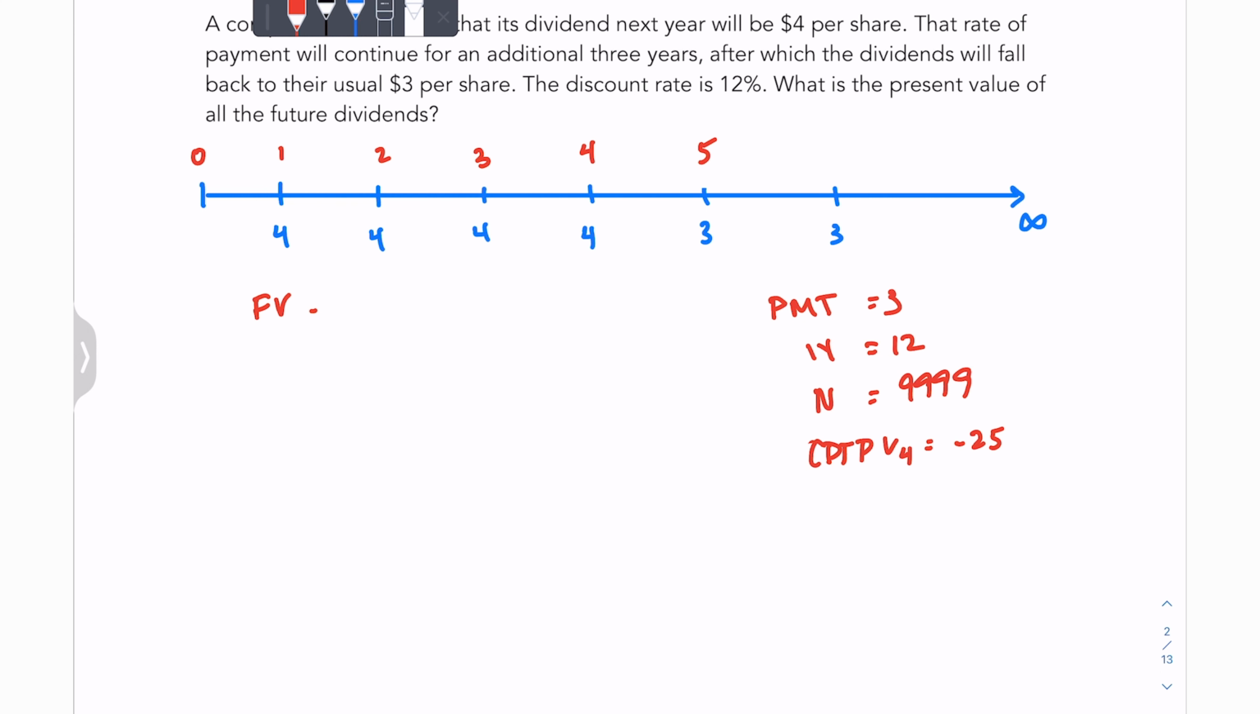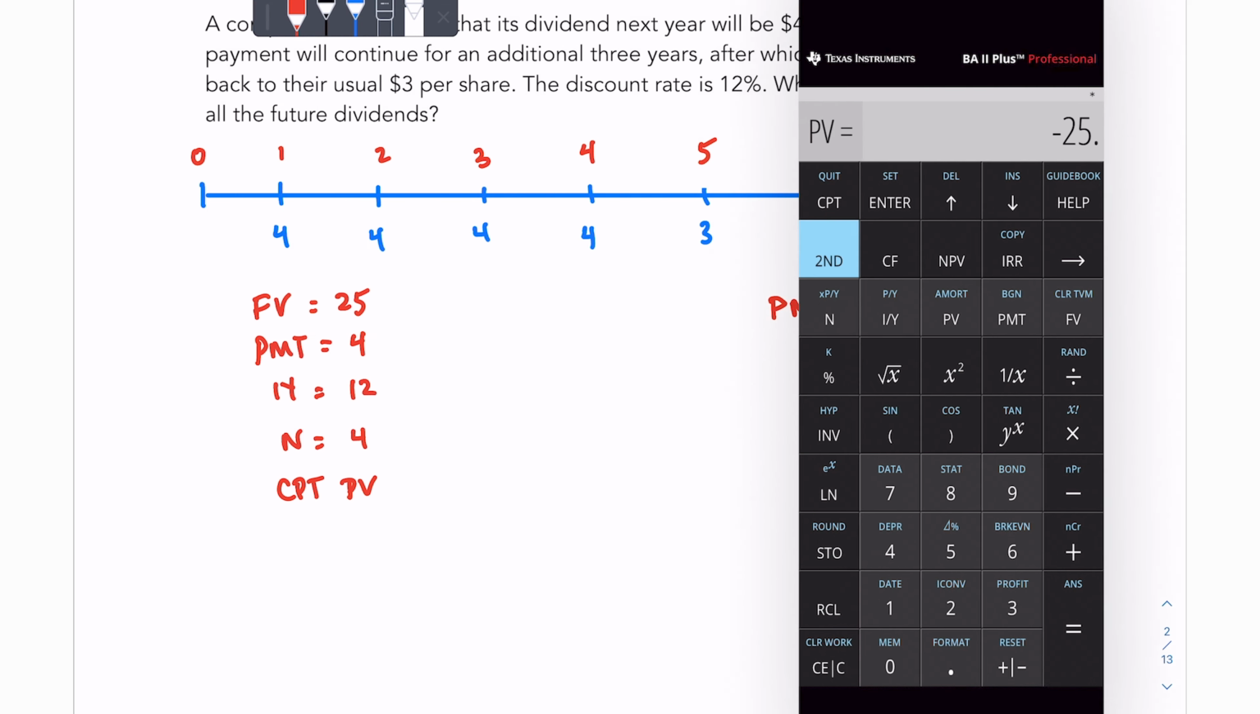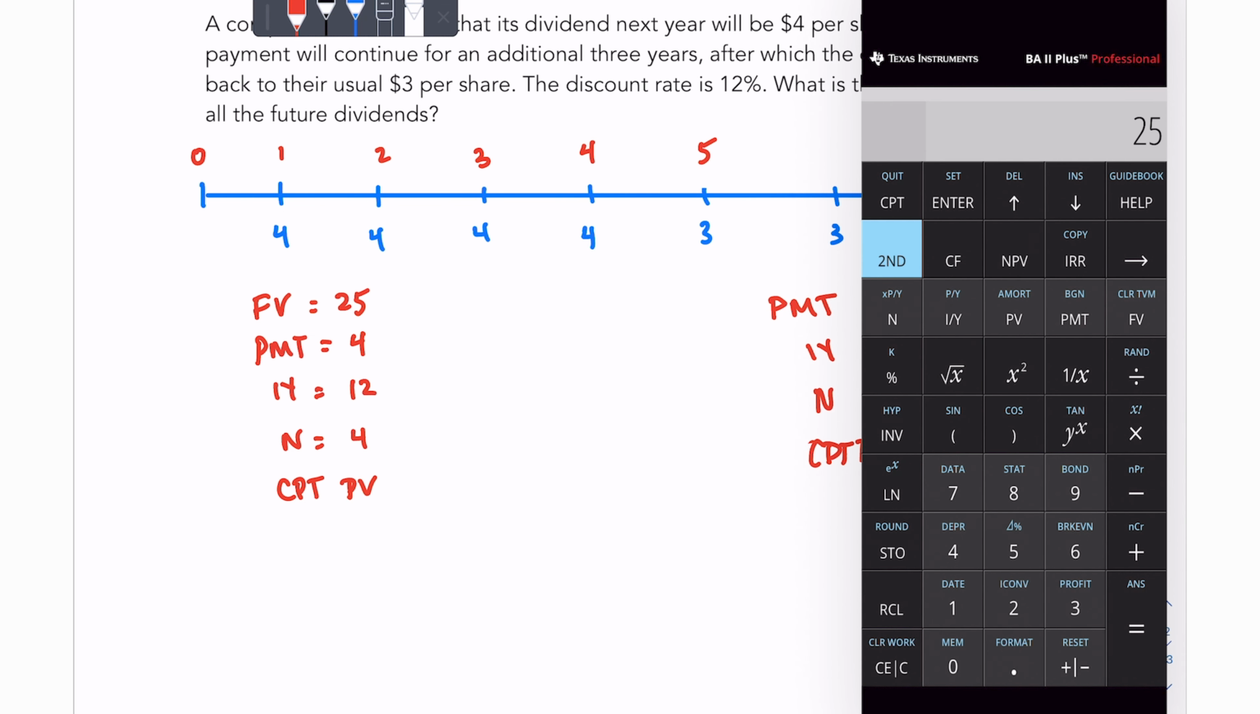So I'm going to set my future value here to 25. The payments now would be 4. The rate is 12. And the N is 4 because we have 4 payments. Compute PV. So 25 future value, 4 payment, 12 IY, 4 N, compute PV. We get a present value of 28.04.